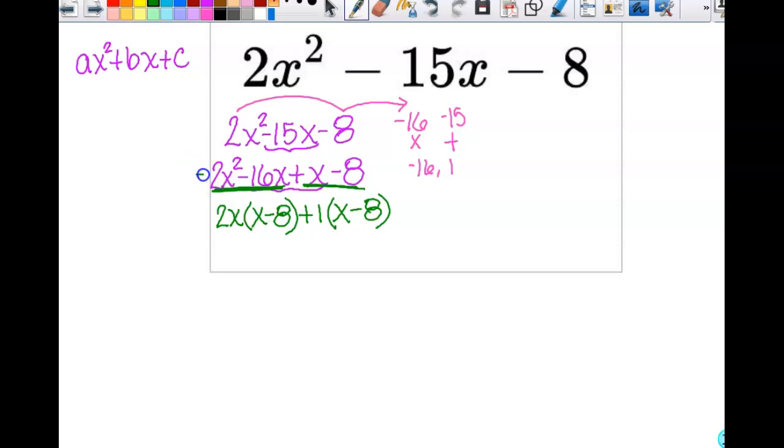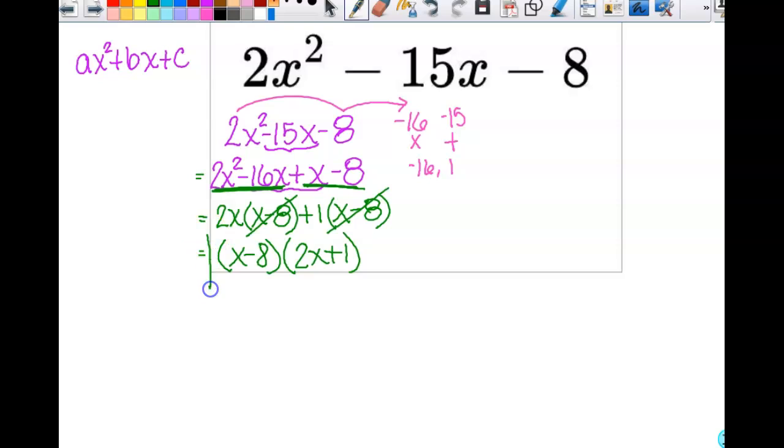So then at this point, look at me leaving off my equal signs after I told y'all to make sure you have them. I'm going to factor out my parentheses here, so x minus 8, and when those are gone, that leaves me with 2x plus 1.